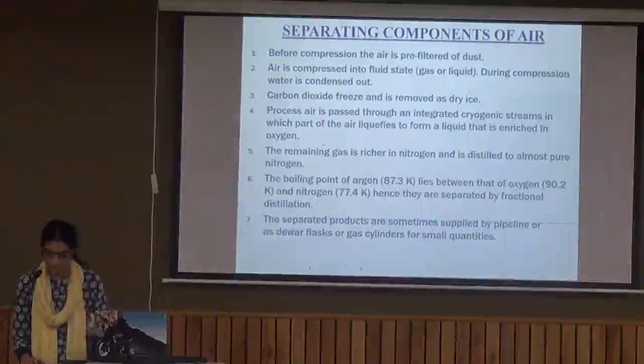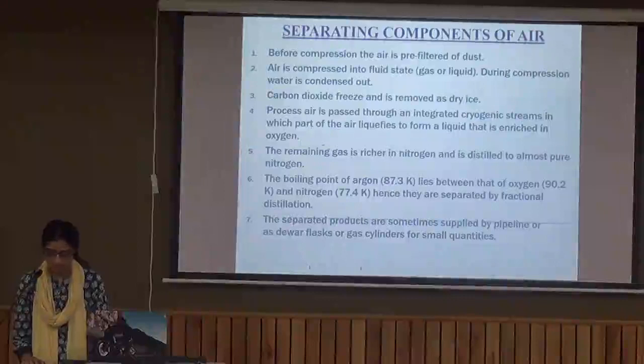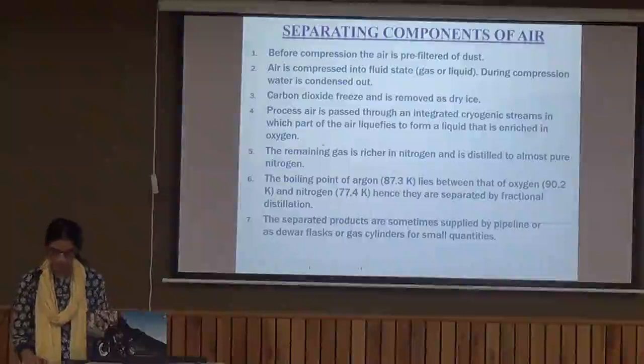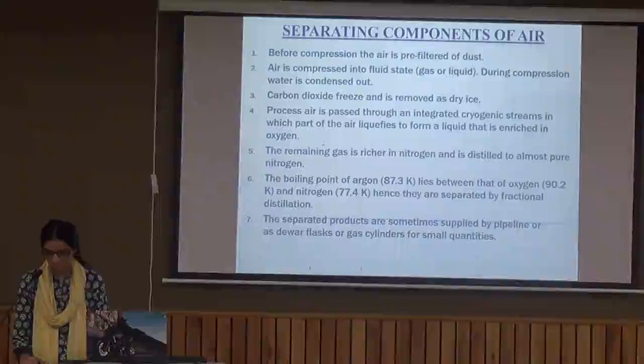Then the processed air is passed through an integrated cryogenic stream in which part of the air liquefies to form a liquid that is enriched in oxygen. The remaining gas is rich in nitrogen and is distilled to almost pure nitrogen. The boiling point of argon, 87.3 Kelvin, lies between that of oxygen and nitrogen, hence they are separated by fractional distillation. The separated products are sometimes supplied by pipeline, or as liquid in flasks or as gas in cylinders in small quantities.